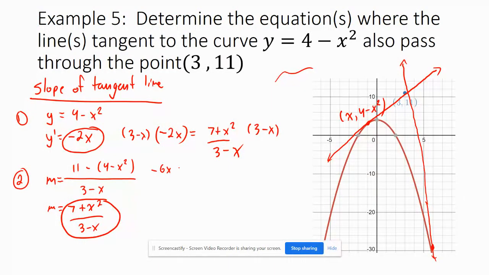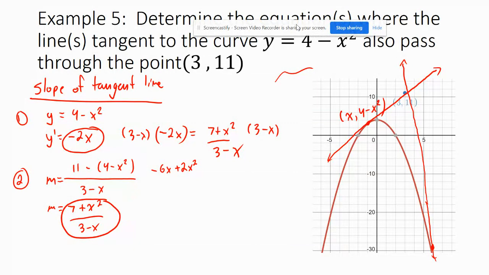So negative 6x plus 2x squared equals 7 plus x squared. Now let's bring 7 plus x squared over to the other side. 2x squared minus x squared is x squared, minus 6x minus 7 equals 0. So this is a quadratic equation now, which factors very nicely: x minus 7 times x plus 1 equals 0. Therefore x equals 7 or x equals negative 1.